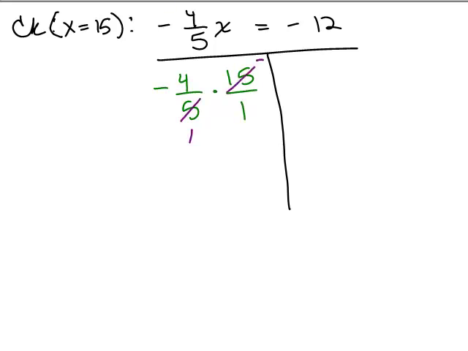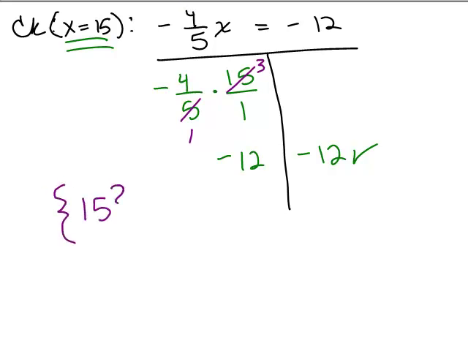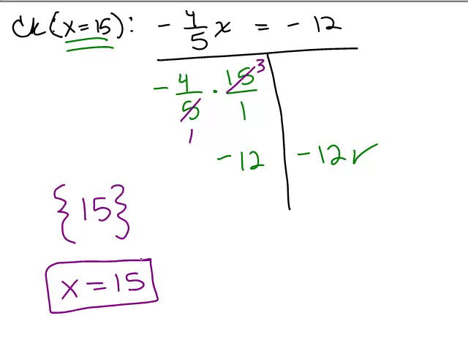Let's see, I can cancel. Negative 4 times 3 is negative 12. So I got a negative 12 on the left side of the equal sign, and there's nothing to do on the right side. It's just the number negative 12. Same number, so that means this was the correct solution. And if we want to write that using our braces, we would put that in braces for our solution set. So our answer, x equals 15, was the correct solution.